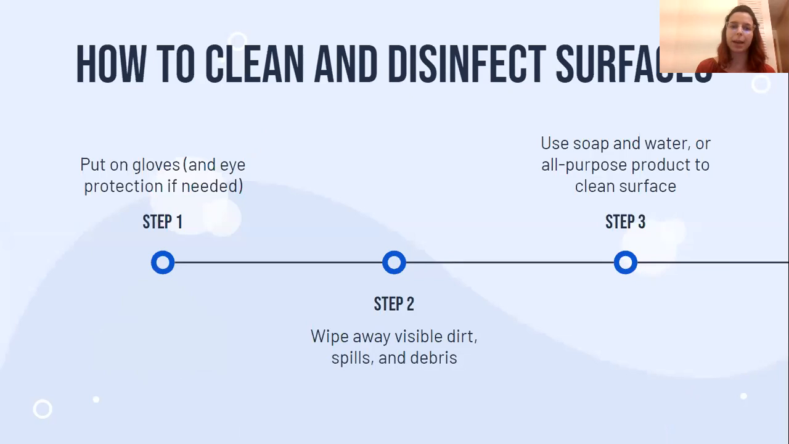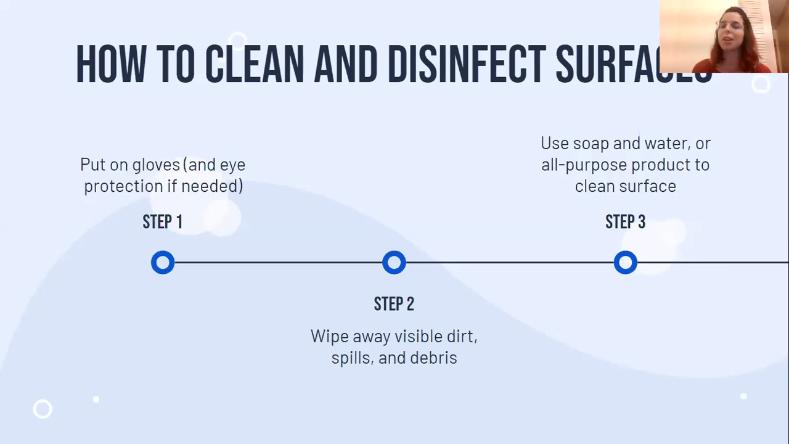So what are the steps for cleaning and disinfecting a surface? There are 6 steps. Step 1, you want to put on gloves and eye protection if needed. Again, for those disinfecting sprays, you are going to need that eye protection. You're going to want to use the face shield. Step 2, wipe away any visible dirt, spills, debris on the surface. Step 3, use soap and water or that all-purpose cleaning product to clean the surface.